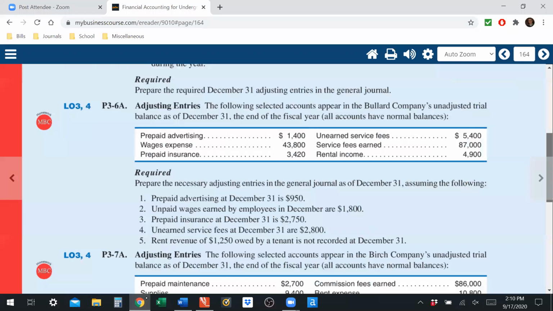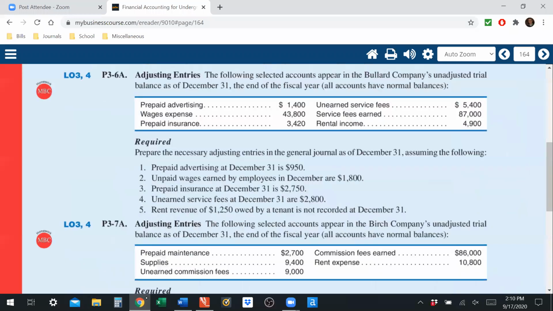So it says the following selected accounts appear in the Bullard Company's unadjusted trial balance as of 12/31, which is the end of the fiscal year. All accounts have their normal balances. So it gives the ending balance before any adjustment in each of these 6 accounts.